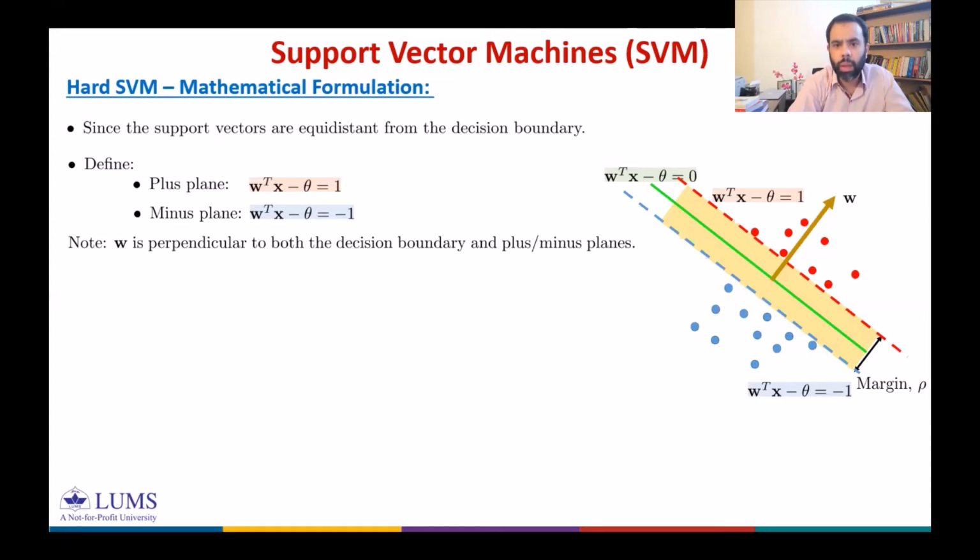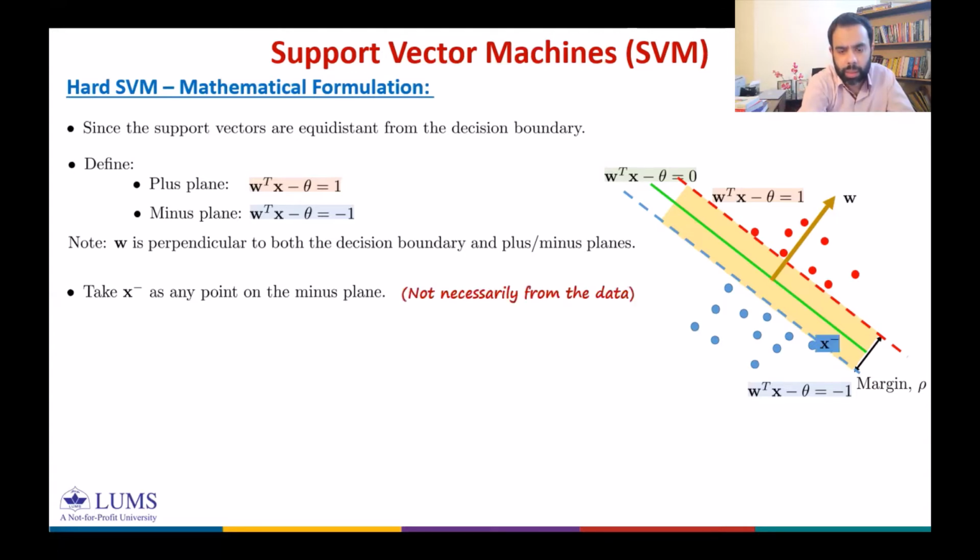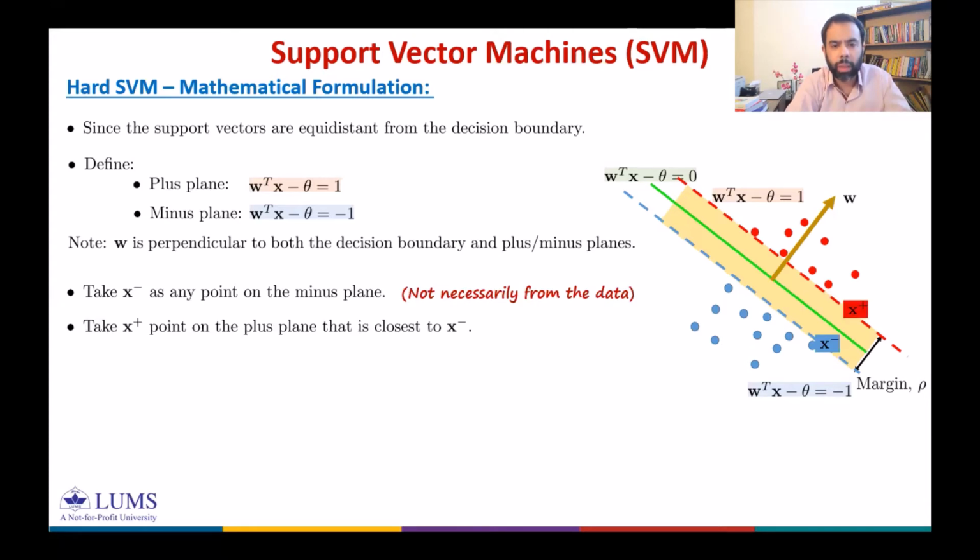right? Okay, we take x minus as any point on the minus plane. So it does not need to be the data point, right? For example, I can take this point as x minus. And next I take an x plus point on the plus plane that is closest to x minus.